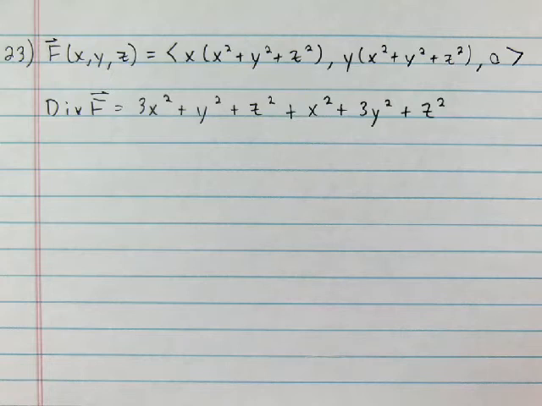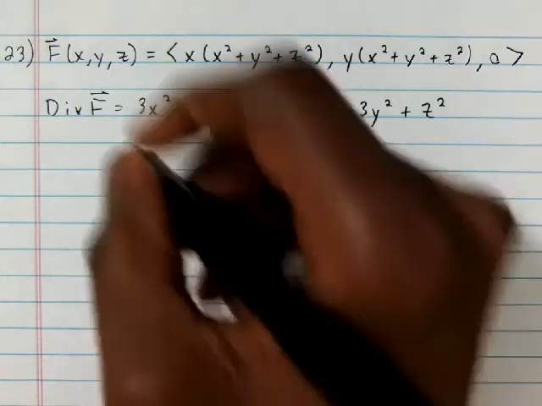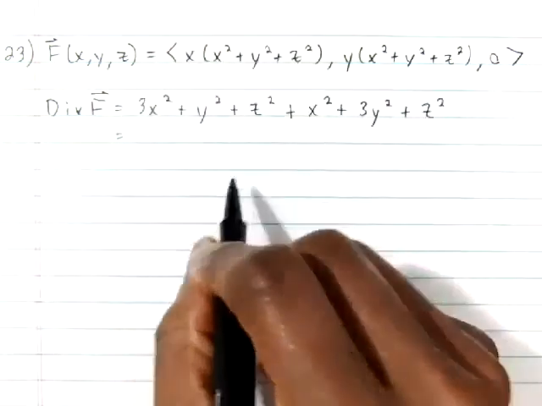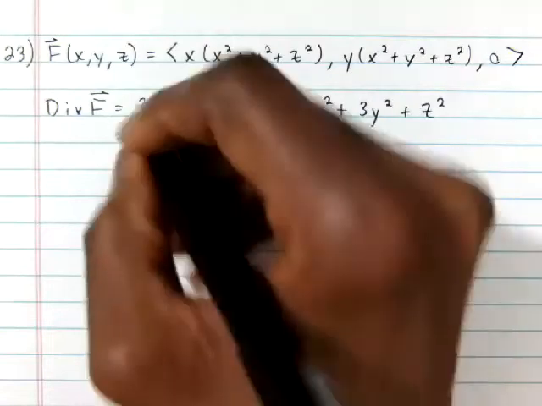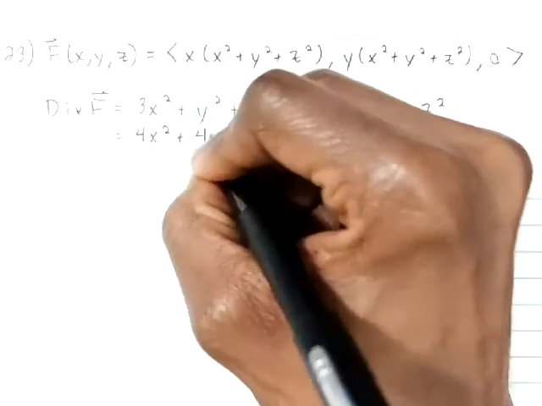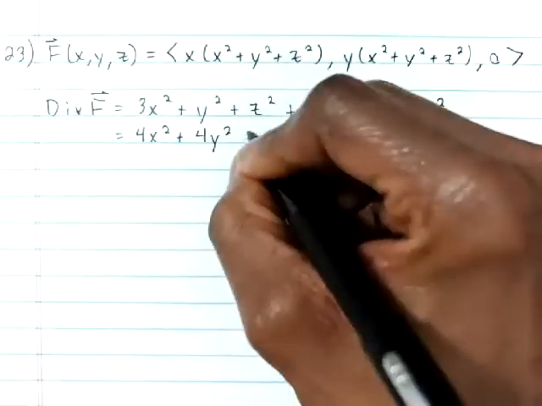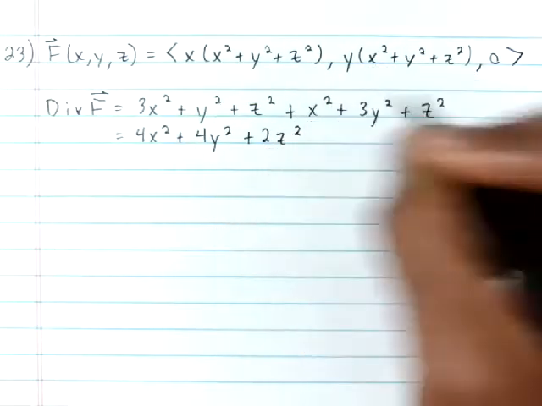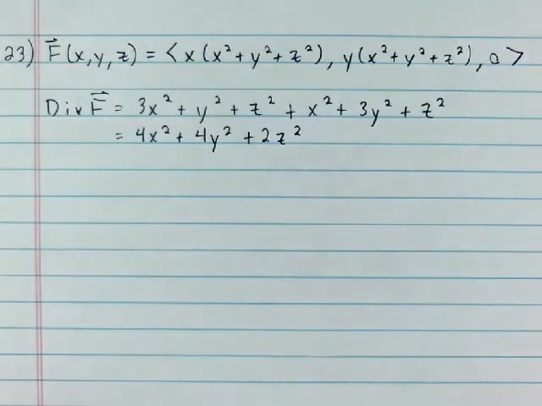And should we simplify? Yes, let's simplify this. So we end up with 4x squared plus 4y squared plus 2z squared. So that's going to be our integrand when we set up the triple integral. And then the region over which we're integrating is a sphere. All right, so the natural thing here would be to set this up using spherical coordinates.